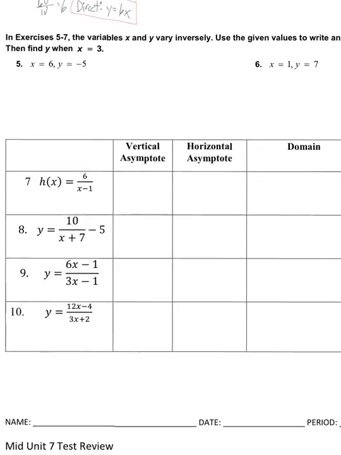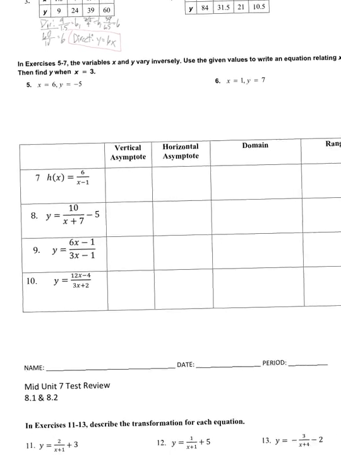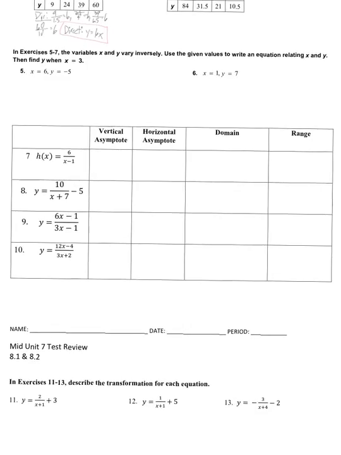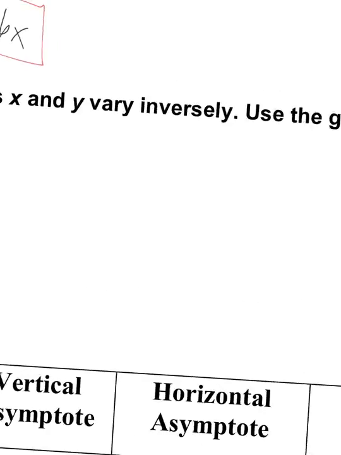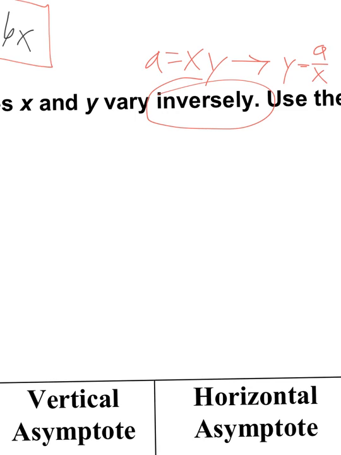In exercises 5 through 7, the variables x and y vary inversely. Use the given values to write an equation relating x to y, then find y when x equals 3. Varies inversely is the key phrase here. That means we have to do a equals x times y, and then convert that and say y equals a over x for our equation.